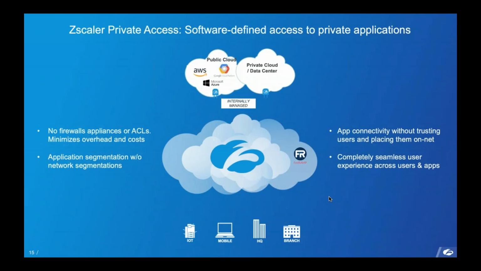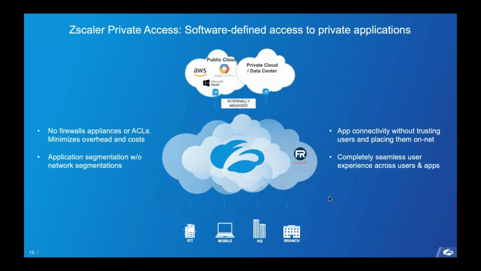Application segmentation without network segmentation enables me to more easily satisfy things like PCI compliance requirements and/or regionalization of applications and data without complex network configuration. So for example, my German users can only consume applications in Germany. My UK government users can only consume applications in UK government locations. So you can be very granular in the way that you expose these applications.